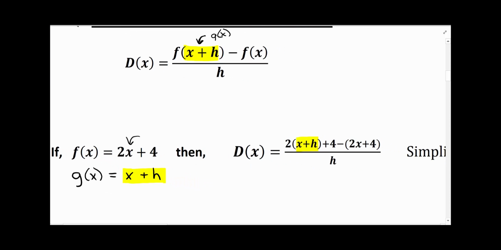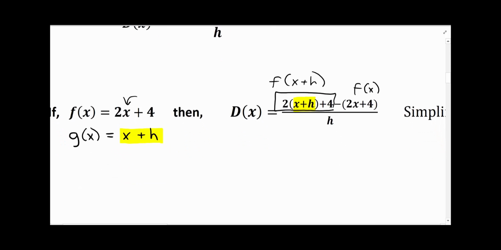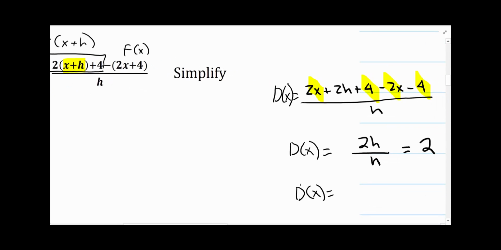So here we go. Here is the f of x where we're going to do the composing. Instead of x, we're putting x plus h. Subtract the original f of x. So this is the f of x plus h all over h. And then we're going to simplify.